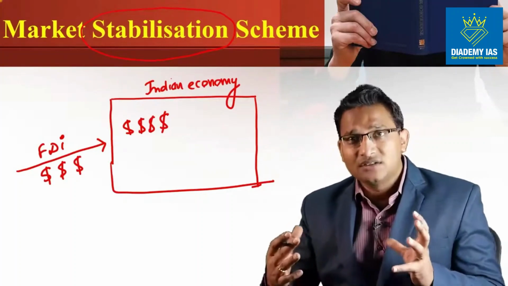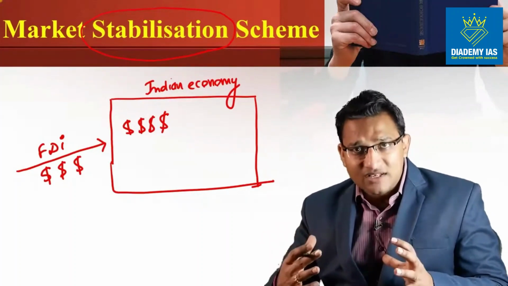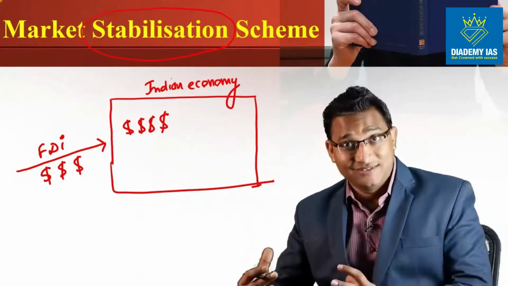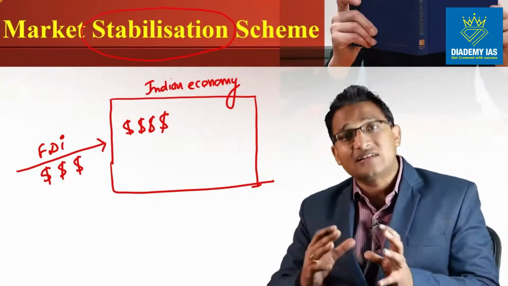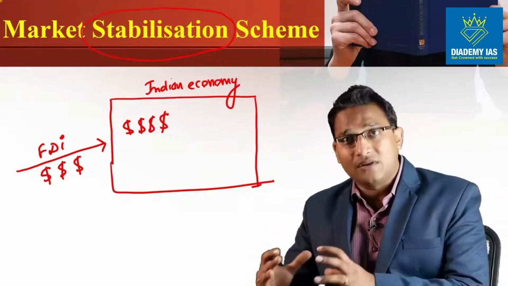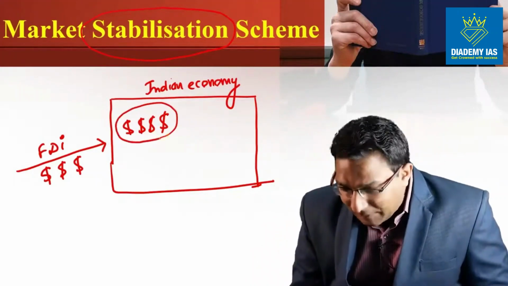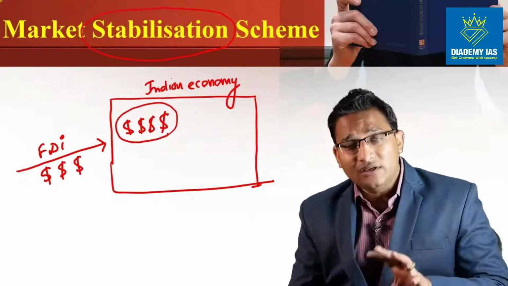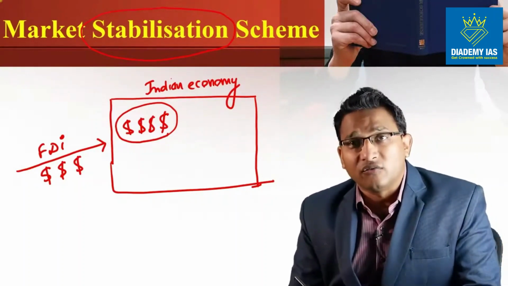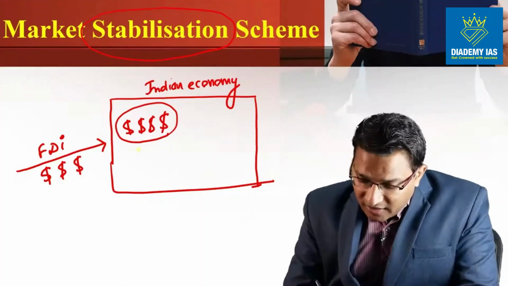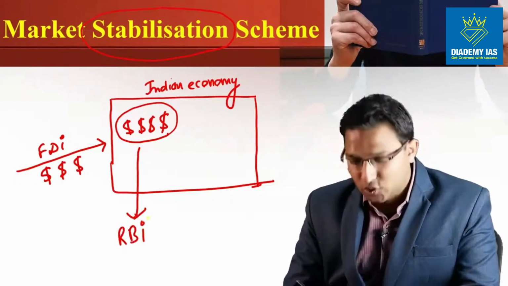How this scheme works, and how the rupee becomes more valuable, we will discuss when we cover the chapter on the external sector. There we will discuss rupee appreciation and rupee depreciation in detail. As of now, just understand that because a lot of foreign exchange is coming, the value is not stable. To stabilize the value of India's exchange rate, RBI starts buying these US dollars.